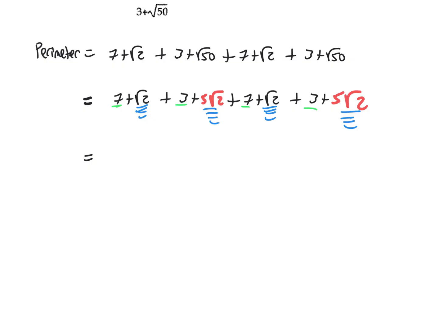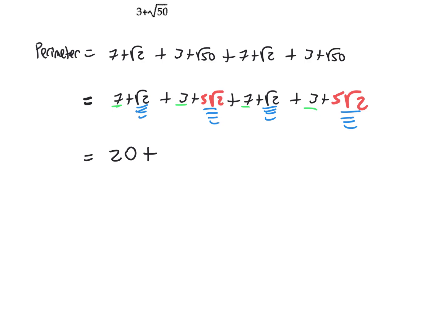7 plus 3 is clearly 10. And then there's another 7 plus 3. So that's going to be a 20. So it's going to be 20 plus something. Now let's be very careful. That's 1 radical 2. This is 5 radical 2. 1 radical 2 plus 5 radical 2 is 6 radical 2.